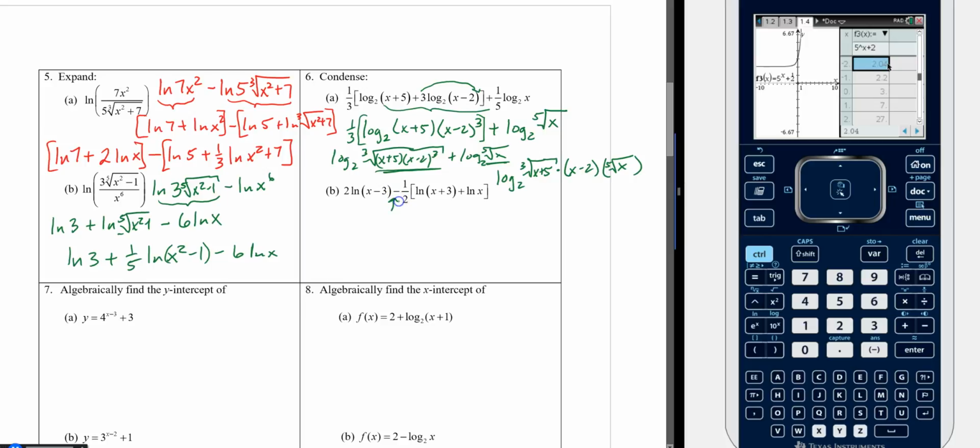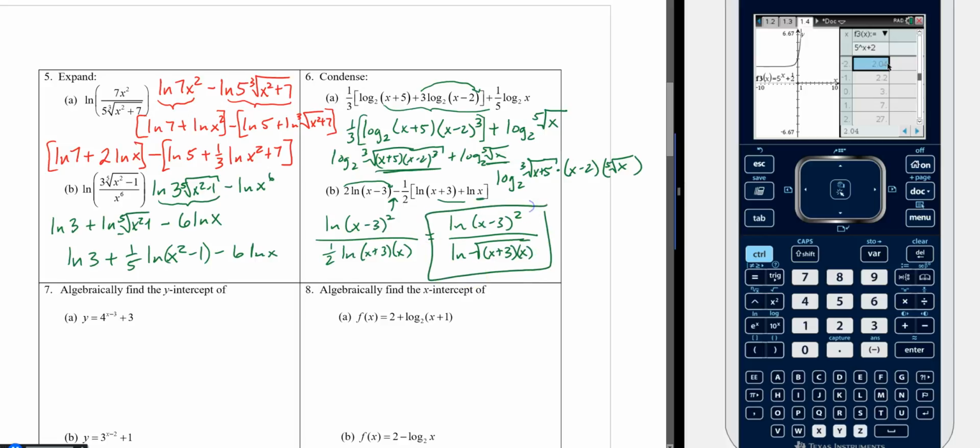B, this time I have a subtraction sign in between, so I'm going to divide. So bring the 2 up front, so I've got the natural log of x minus 3 squared over, I'm going to multiply these since it's addition, so that's 1/2 natural log of x plus 3 times x. Simplify that a little bit more. That's the natural log of x minus 3 squared over the natural log of the square root of x plus 3 times x. And that's as far as we really need to go.